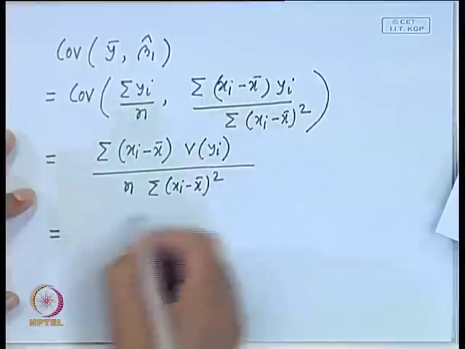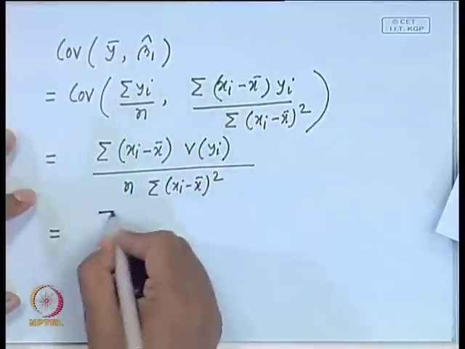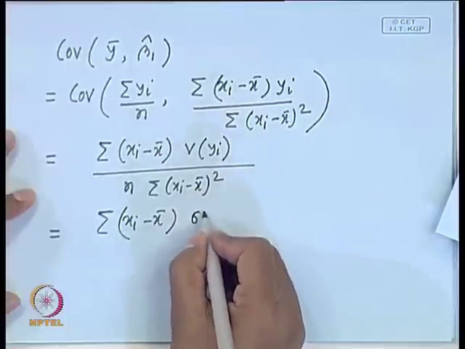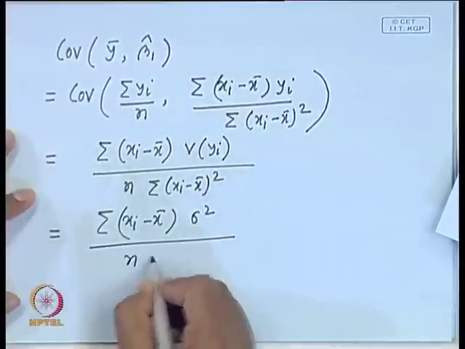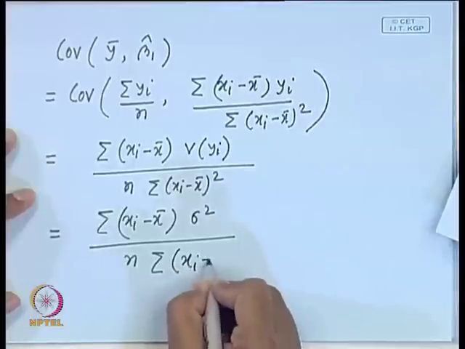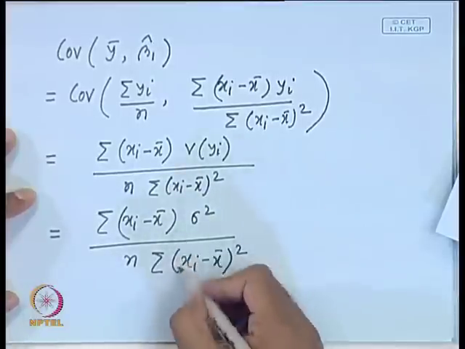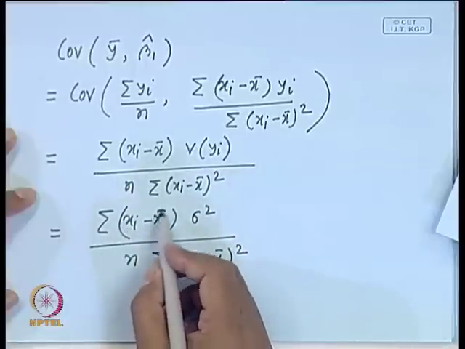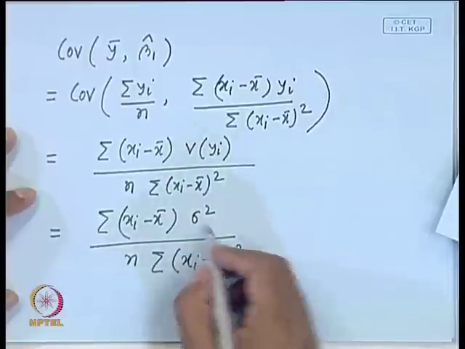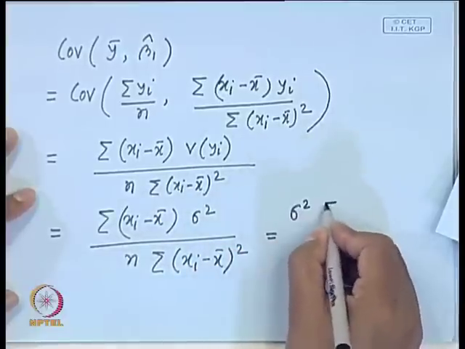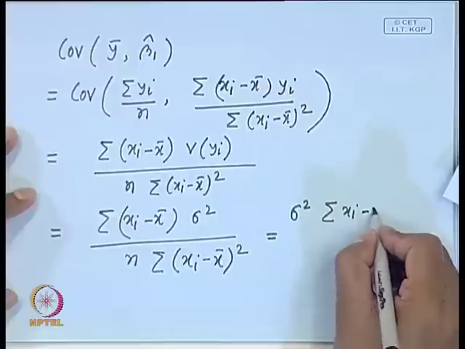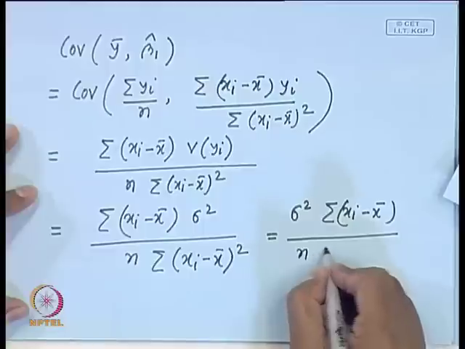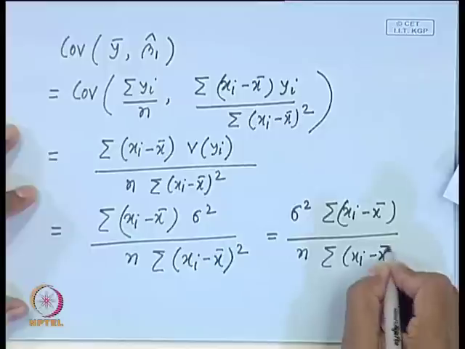So, this is equal to summation (x_i minus x bar), variance of y_i is equal to sigma square, by n into summation (x_i minus x bar) whole square. And this quantity, summation (x_i minus x bar), is equal to 0, that is why the numerator is 0. So, this is equal to sigma square into summation (x_i minus x bar), this quantity is 0 always, by n into summation (x_i minus x bar) whole square.